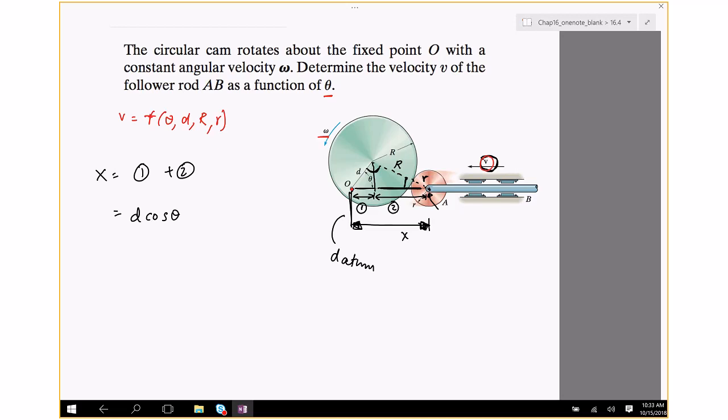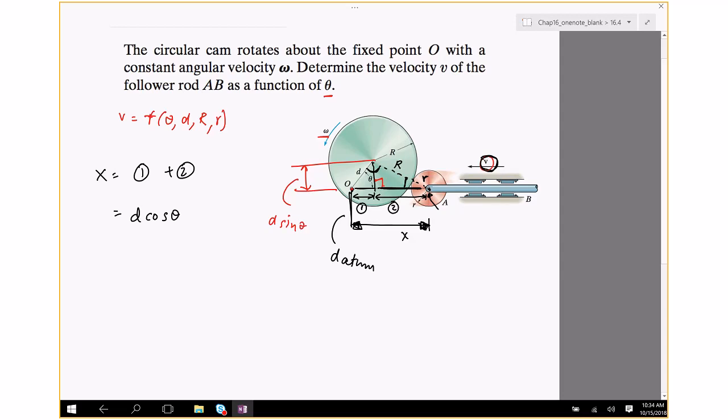Which similar triangles are they? They're not similar. So this is theta. That's 90. Okay, so here's a hint. 90 minus theta. You know this triangle is a right angle triangle, right? You know the hypotenuse of that triangle. It's R plus r. You also know the other side of the triangle. What's this side? It's d sine theta, right?